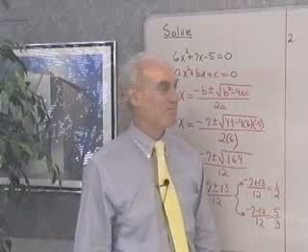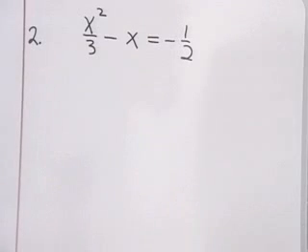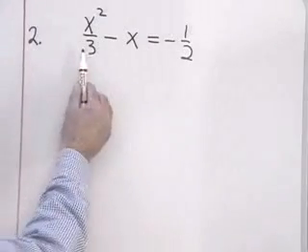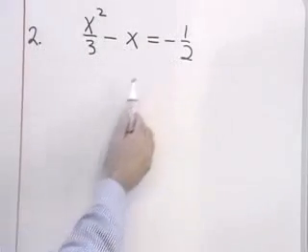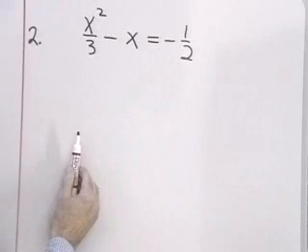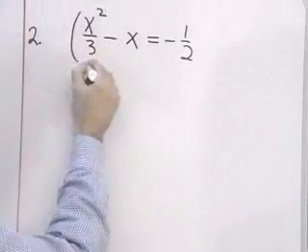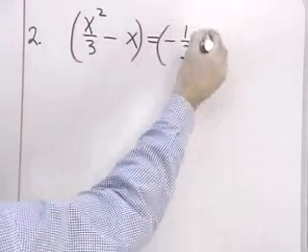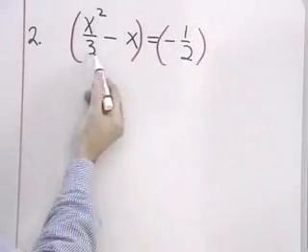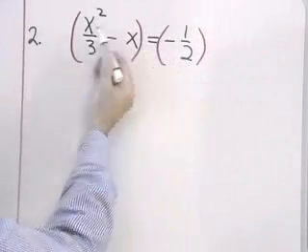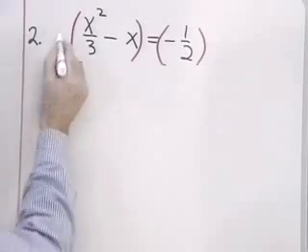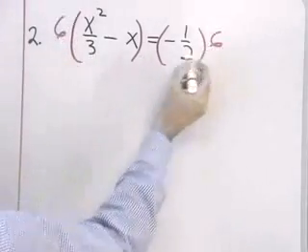Here's another example. X squared over 3 minus x equals negative 1/2. Now I can, if I want, substitute fractions into the quadratic formula, but for me it's easier if I work with whole numbers. So what I'm going to do is multiply both sides of this equation by the least common denominator for all the denominators I see, and then I'll have an equation that's cleared of fractions. So I'll multiply both sides by 6.